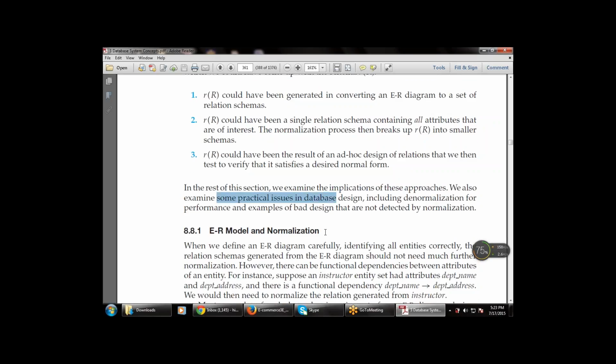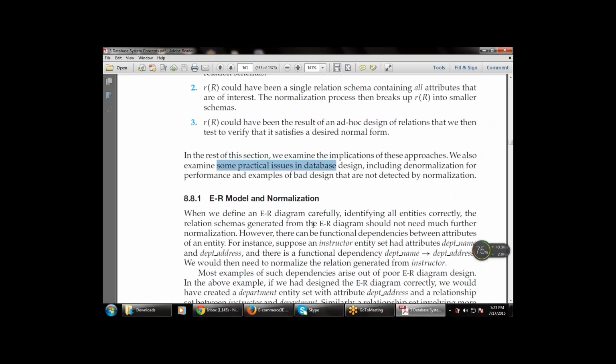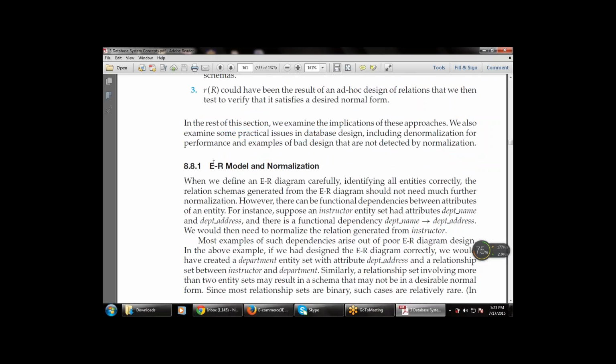Then in the rest of this section, we examine the implications of these approaches. We also examine particular issues that are used in the database design, including normalization or denormalization for performance, and examples of bad design that are not detected by normalization. The first point is the ER model and normalization.